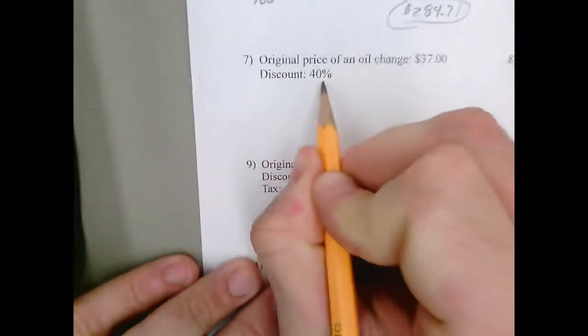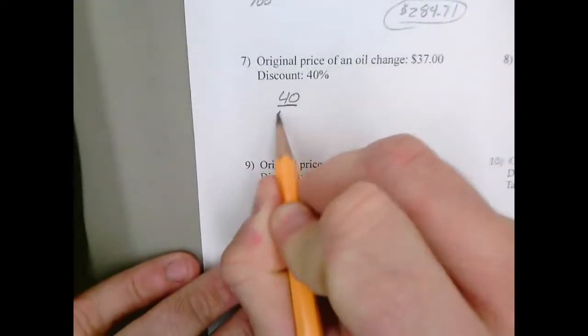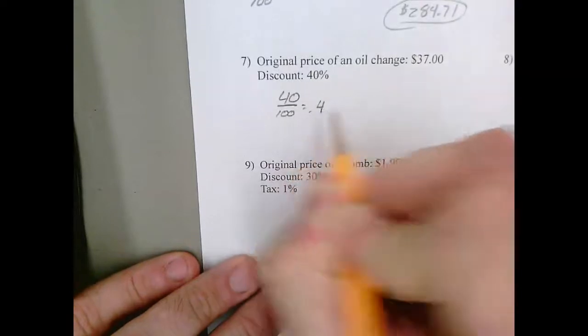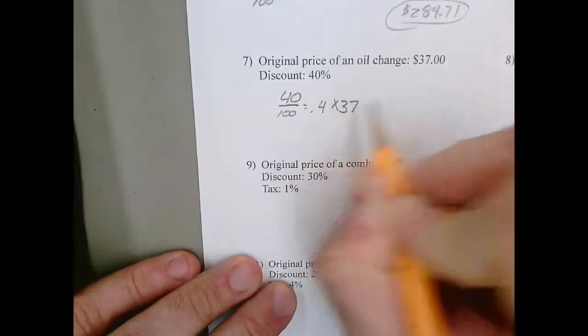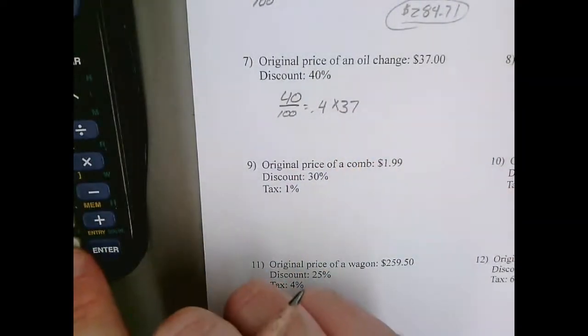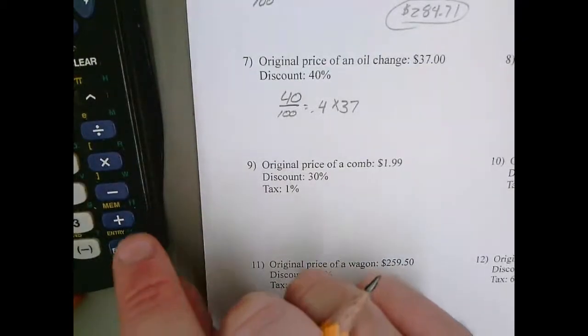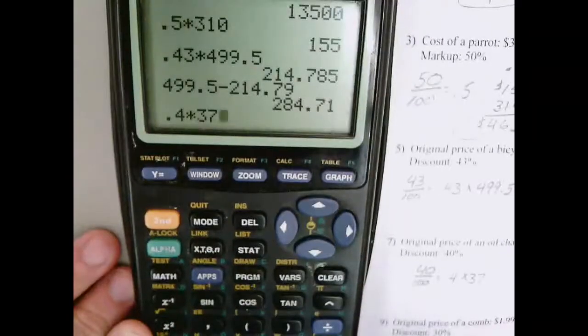Okay, so we're going to 40% discount, so we're going to take 40, divide it by 100. It's going to give us 0.4. We're going to times that by 37. So we're going to say 0.4 times 37. Sorry, 0.4 times 37 in the calculator is $14.80.